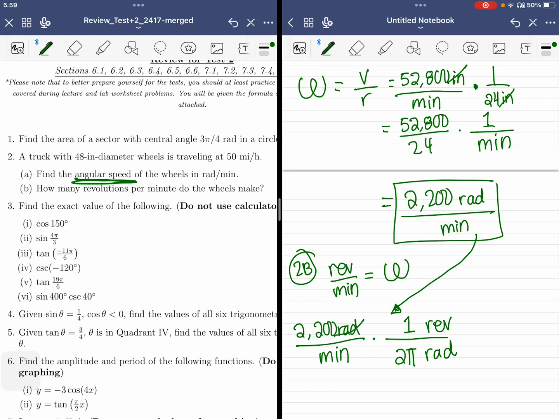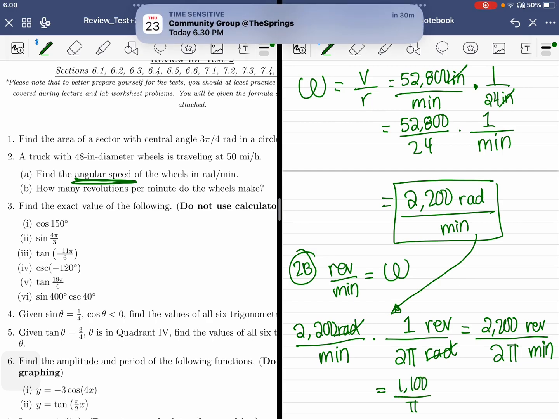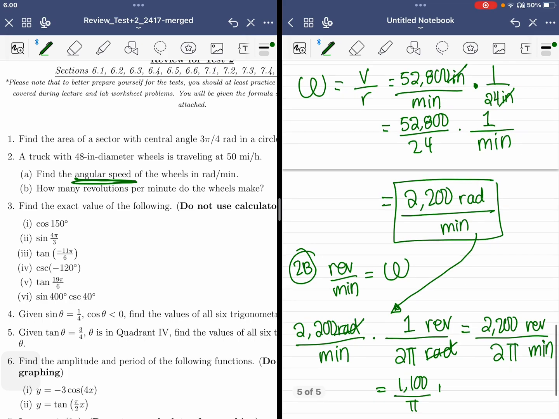Okay, so you cancel out the radians here, and you have left 2,200 times 1. That's 2,200 revolutions divided by 2 pi minutes. So you can simplify that. That's 1,100 over pi revolutions per minute. Or if you want to simplify that, that's about 350 revolutions per minute.